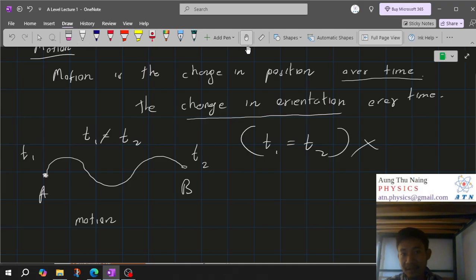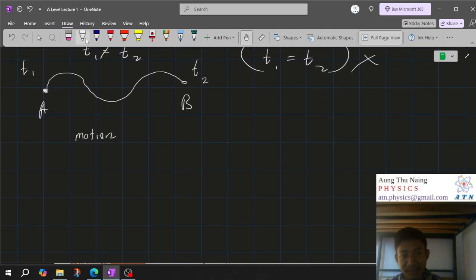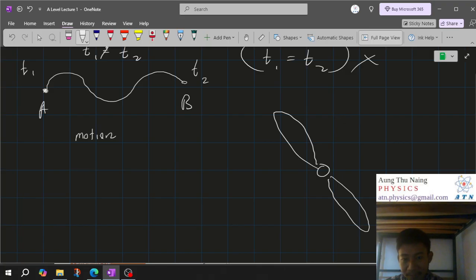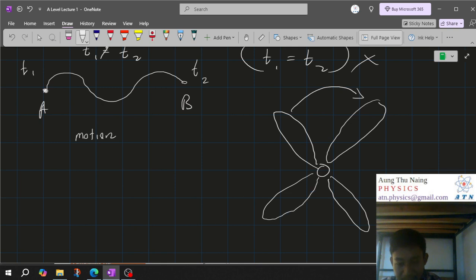We can consider the movement of a fan like this. Let's consider this is a fan. The fan moves in a clockwise direction like this. In this case, the orientation of the fan changes over time.